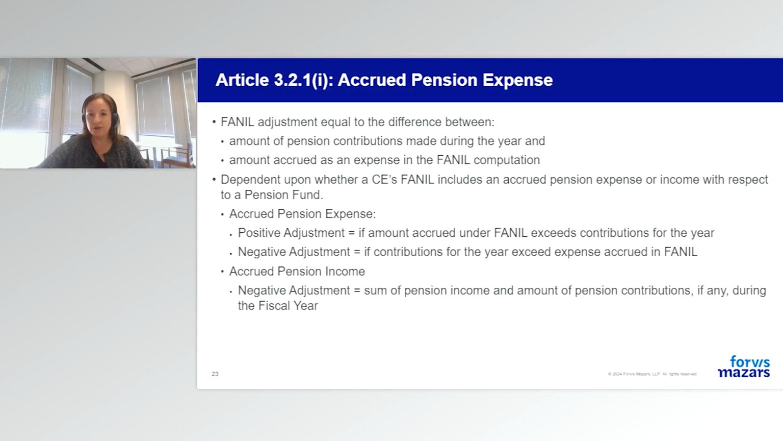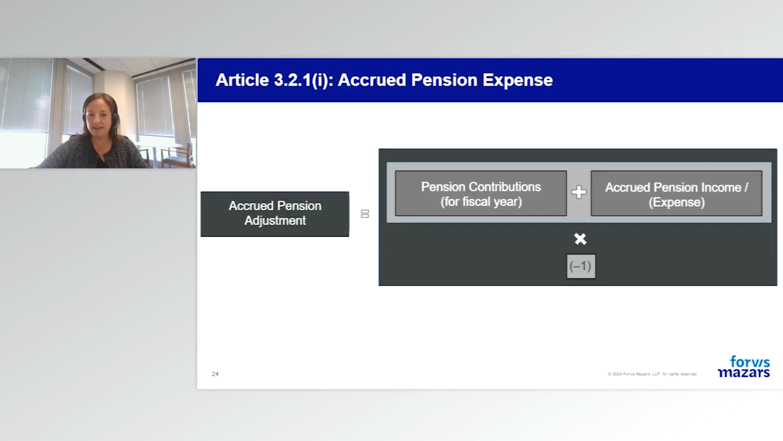Now, when it comes to accrued pension income, you would make a negative adjustment for the sum of the pension income plus the contributions for the year. So that's always going to be a negative adjustment when it comes to your pension income. We have a graphic on the next slide that I think helps visualize this adjustment as well. So here you can see that your adjustment is really going to be your pension contributions for the year, and then you're going to add either income or subtract expense, and that amount calculated would then be multiplied by the inverse, and that would be your accrued pension adjustment.